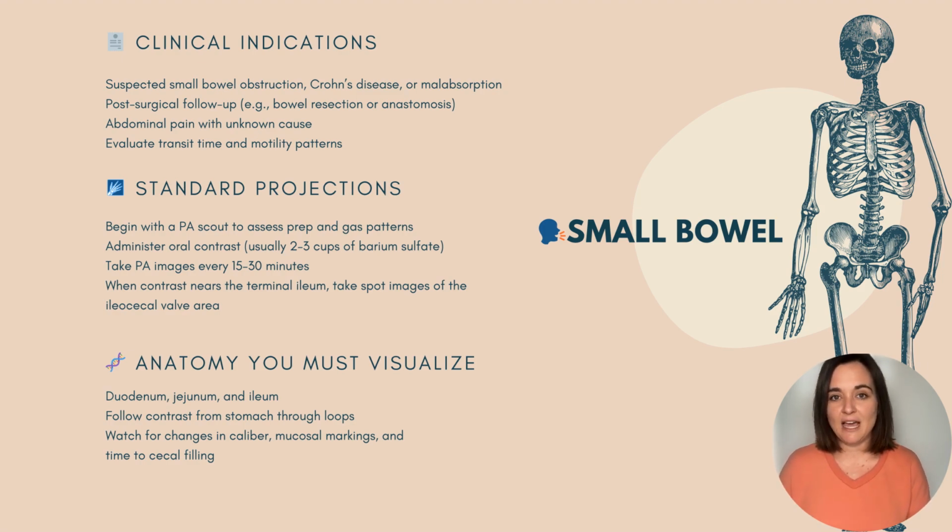Begin with a PA scout to assess prep and gas patterns. Administer oral contrast, usually 2 to 3 cups of barium sulfate. Take PA images every 15 to 30 minutes. When contrast nears the terminal ileum, take spot images of the ileocecal valve area.